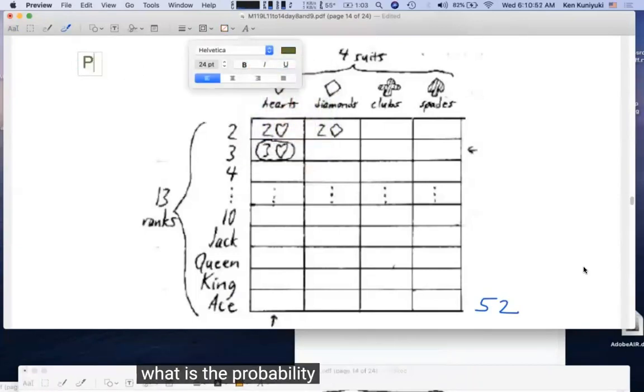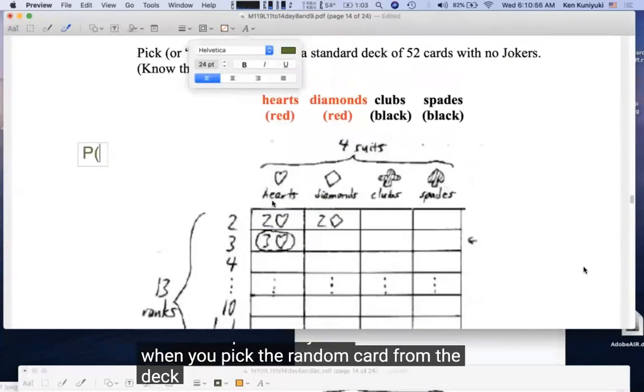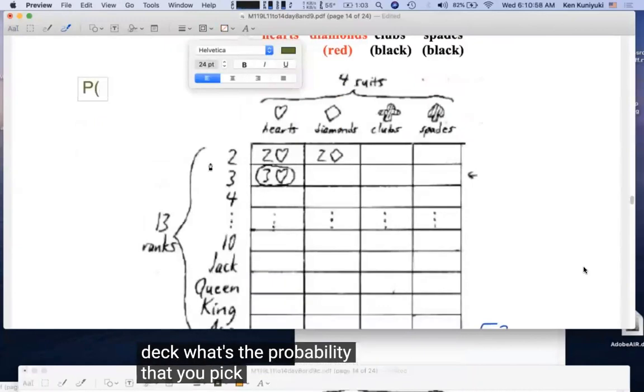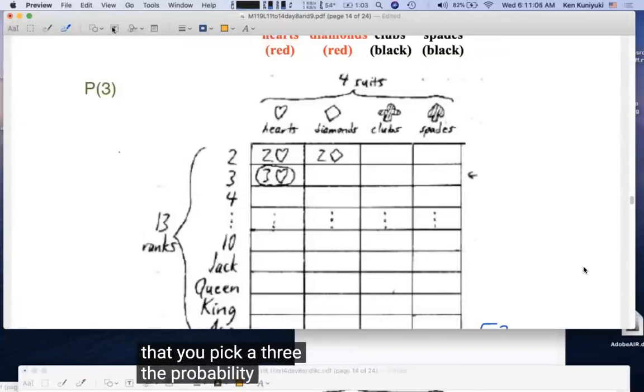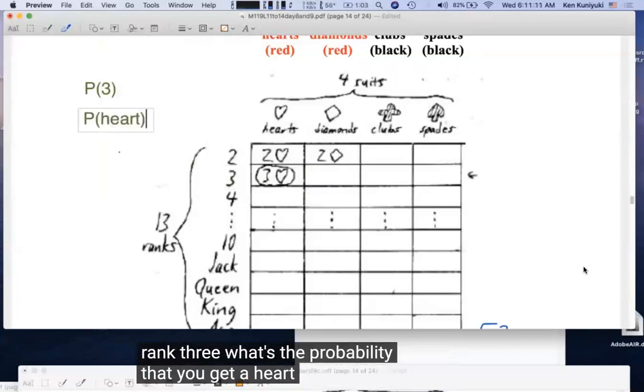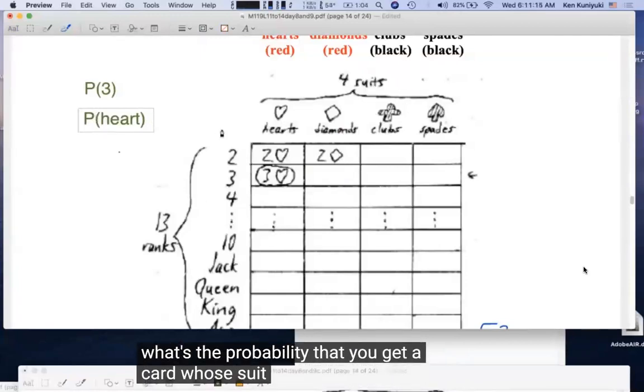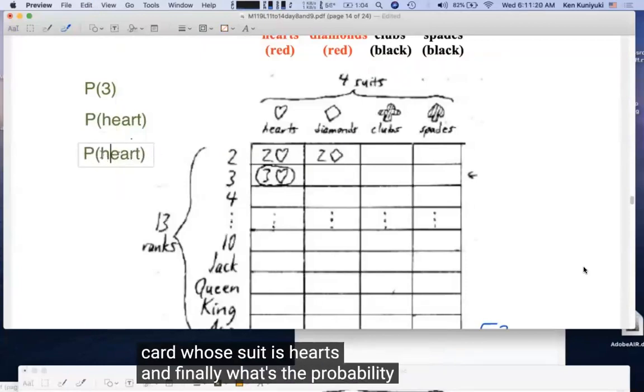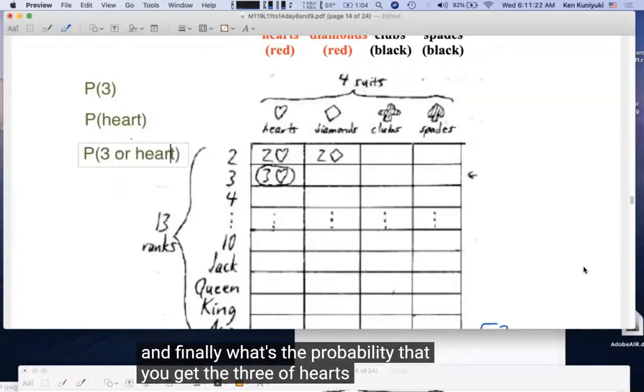What is the probability that when you pick a random card from the deck, you pick a 3? The probability that you get a card with rank 3. What's the probability that you get a heart, like the Tin Man? What's the probability that you get a card whose suit is hearts? And finally, what's the probability that you get the 3 of hearts?